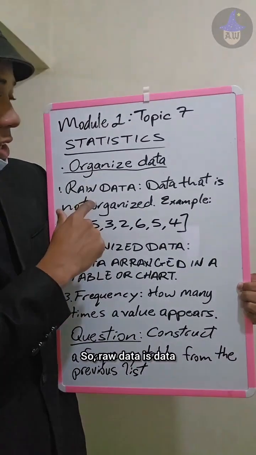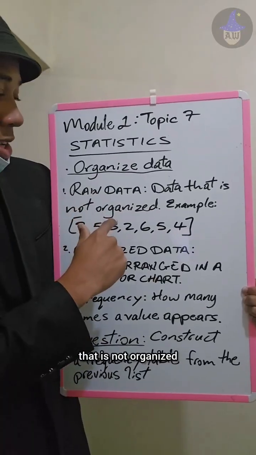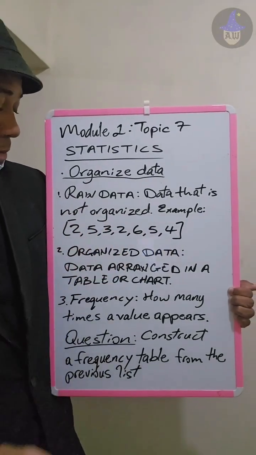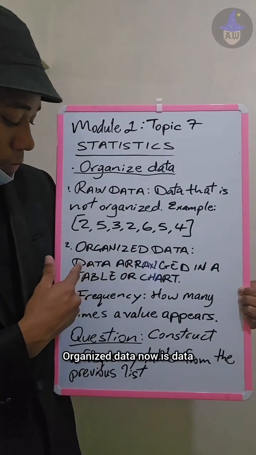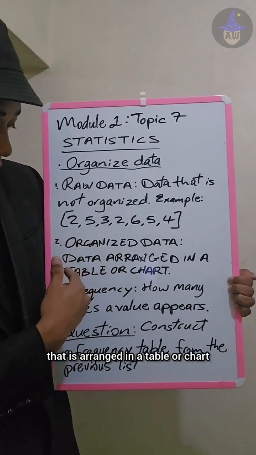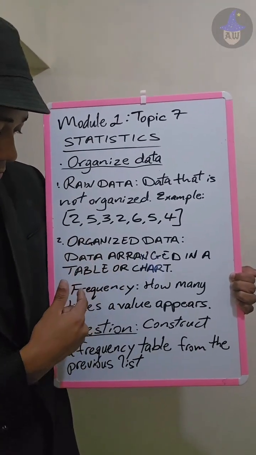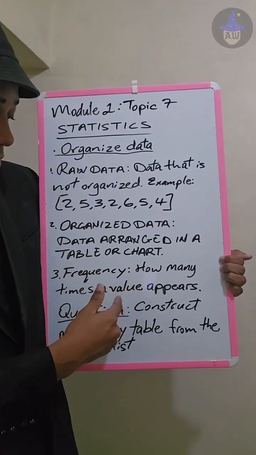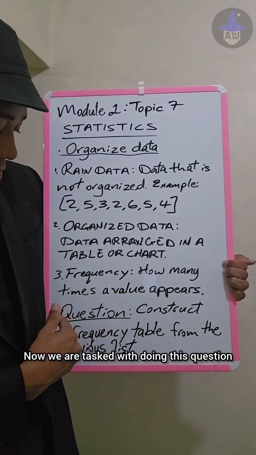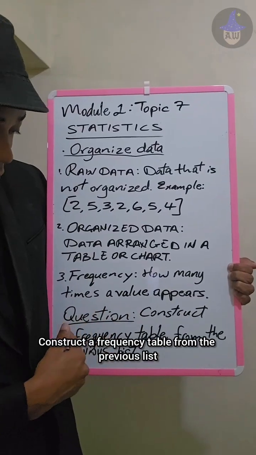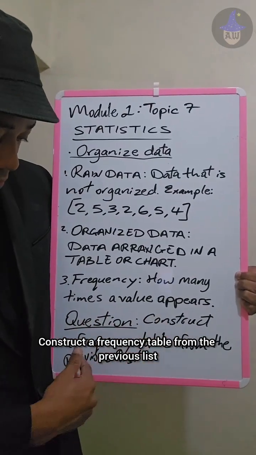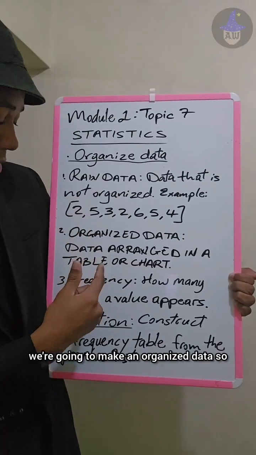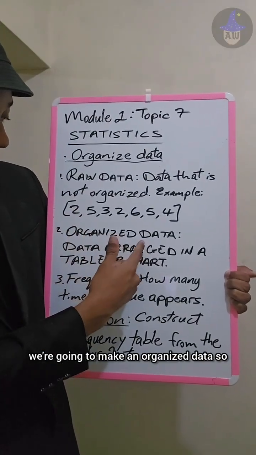So, raw data is data that is not organized. For example, 2532654. Organized data now is data that is arranged in a table or chart. Frequency is how many times a value appears. Now we're tasked with doing this question. Construct a frequency table from the previous list. So here, we're going to make an organized data.